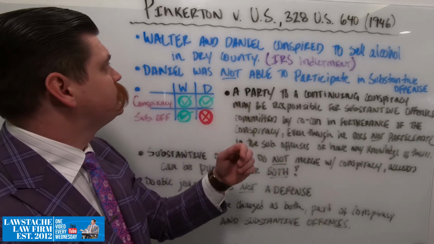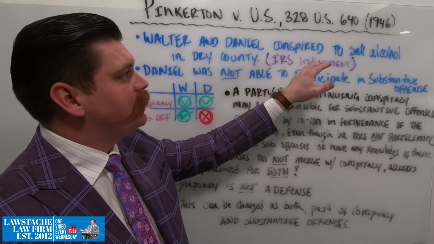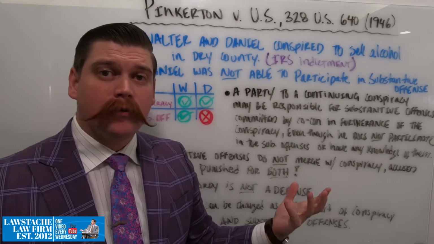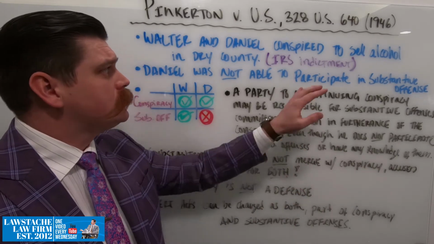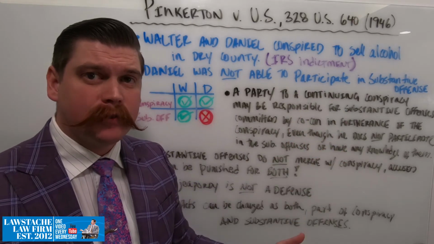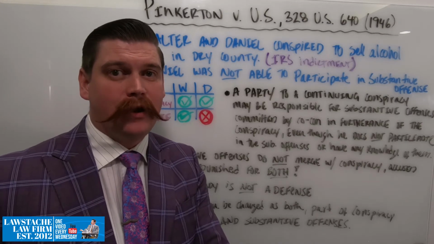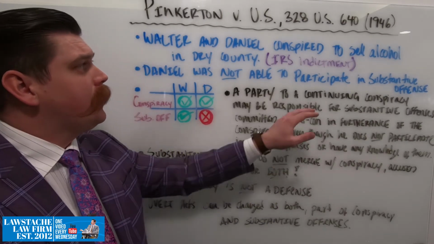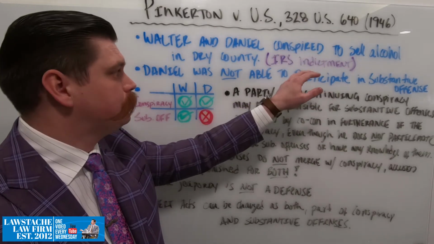In Pinkerton versus United States, Walter and Daniel, who were brothers, conspired together to sell alcohol in a dry county. Now, remember, this is the 1940s. This is not 2022. So we have wet counties and dry counties. And these brothers came into agreement to purchase and get alcohol from a wet county and bring it to their county and sell it there. They were indicted for violating the Internal Revenue Code.